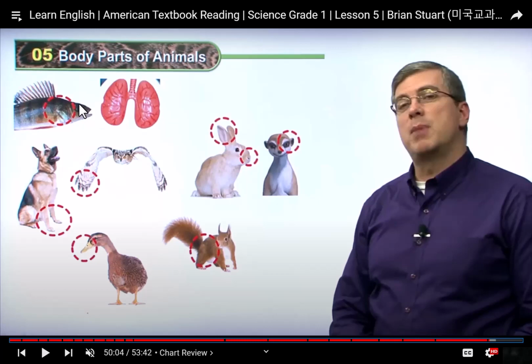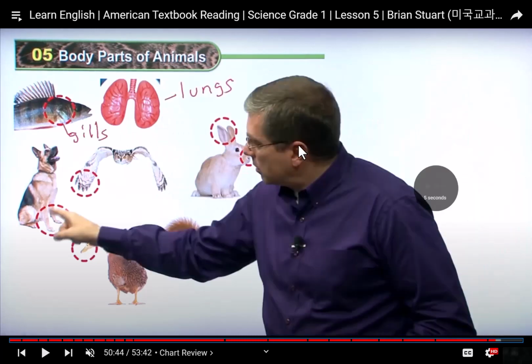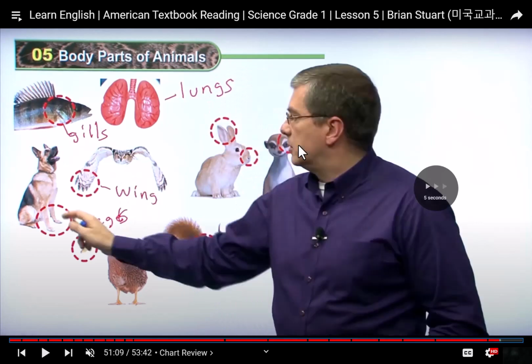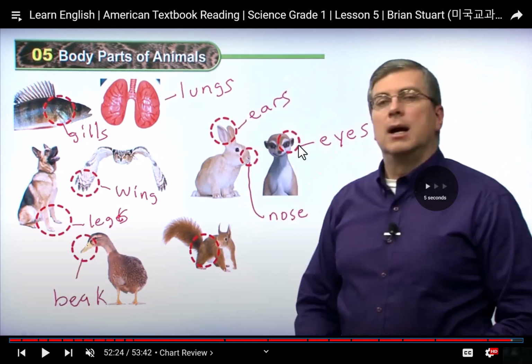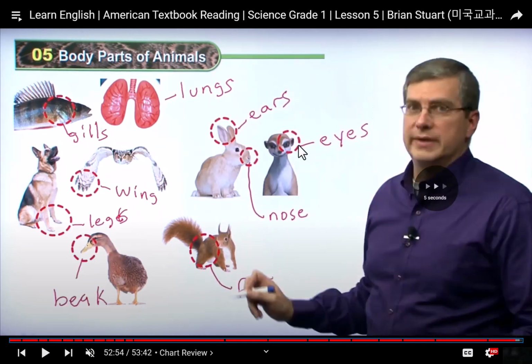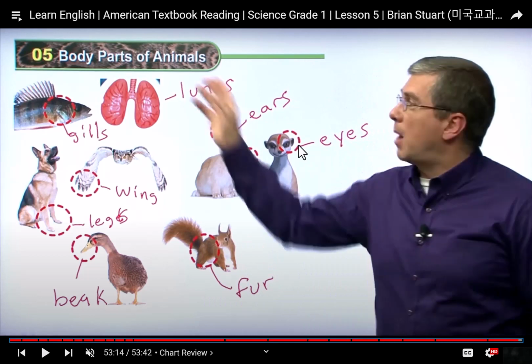Okay, here we can see on the picture that this is the gills of the fish. This is the wing of an owl. This is the beak. This is a leg. This is fur. This is the nose. We use the nose to smell. The ear is used to hear. And the eye we use to see. So this is gill, lungs, leg, wing, beak, ear, nose, eyes, beak, and here is fur. So these are all the body parts of an animal.